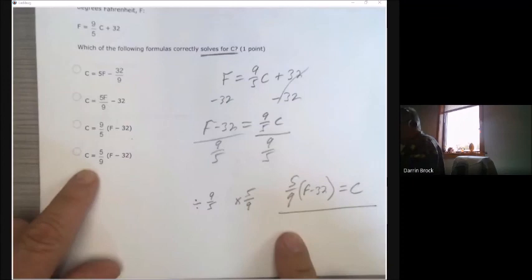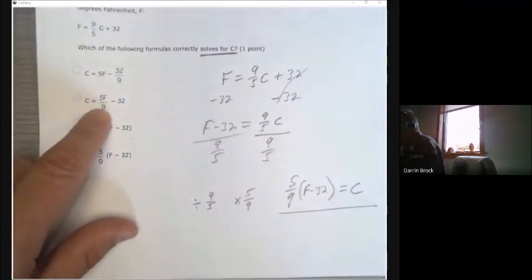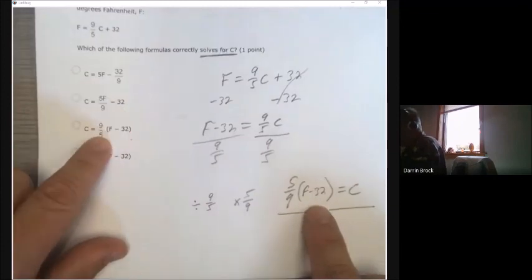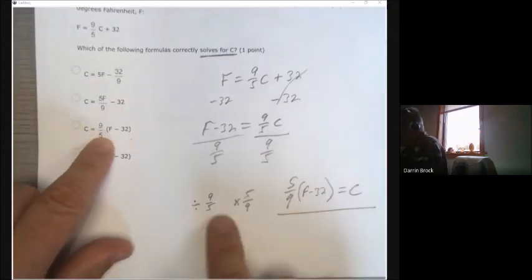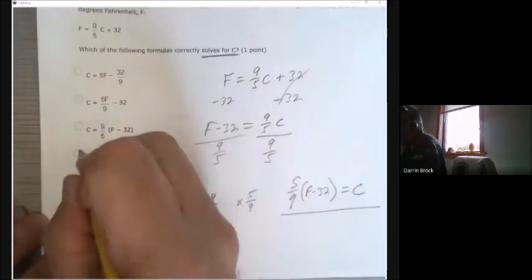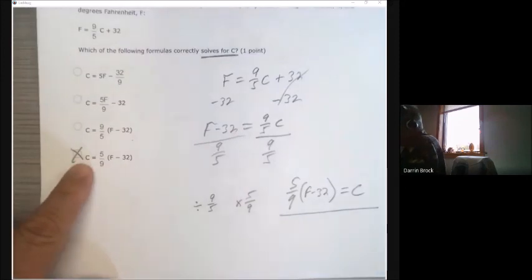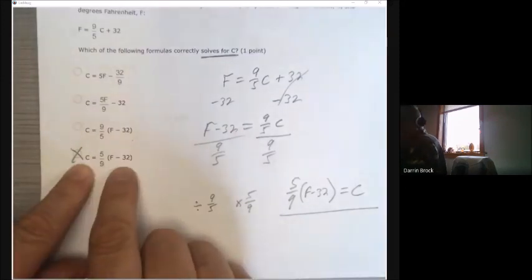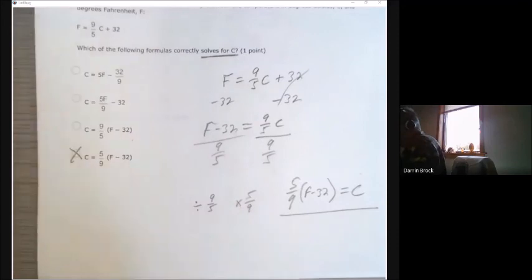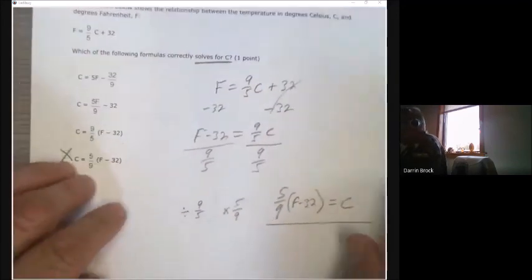So our choice is 5F minus 32/9. No, 5/9 times F. No, it also has to multiply by the 32. 9/5, it didn't get reciprocals. So C equals 5/9 times F minus 32. And that is to find the Celsius temperature. If you know the Fahrenheit, subtract 32 degrees from it, multiply it by 5/9, and that'll give you the temperature in Celsius. So that is it.